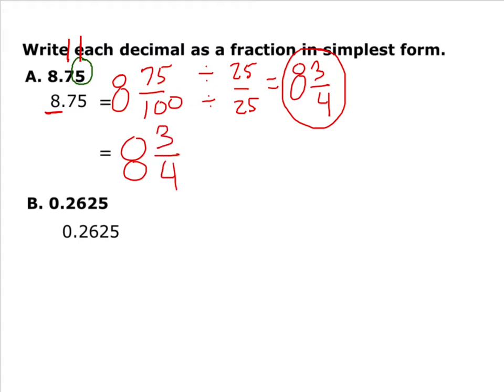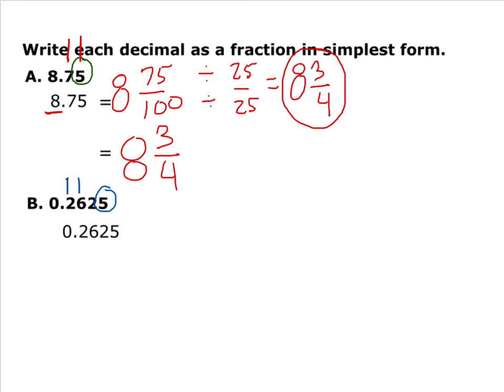Easy enough. That one was. Let's take a look at letter B. Letter B is a little bit more difficult because, well, the number is much bigger. So again, the first thing we need to do is identify the place value of the 5, the digit farthest on the right.